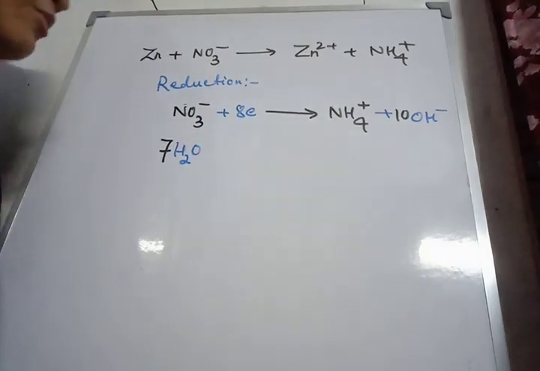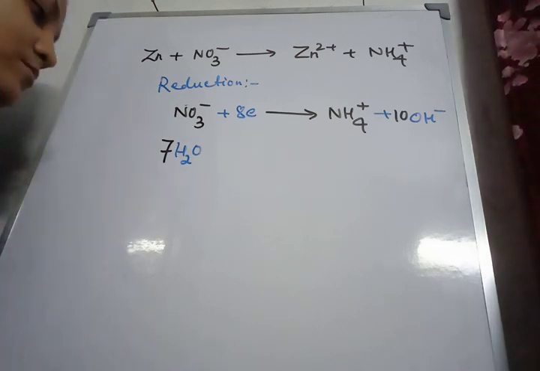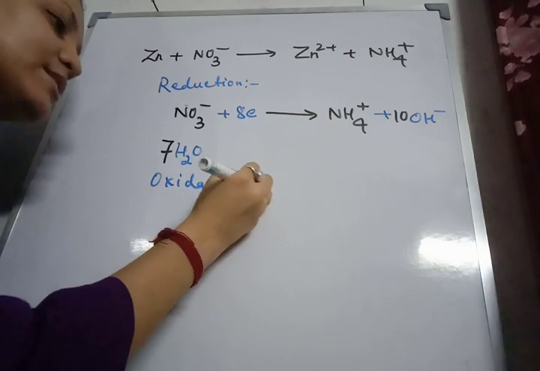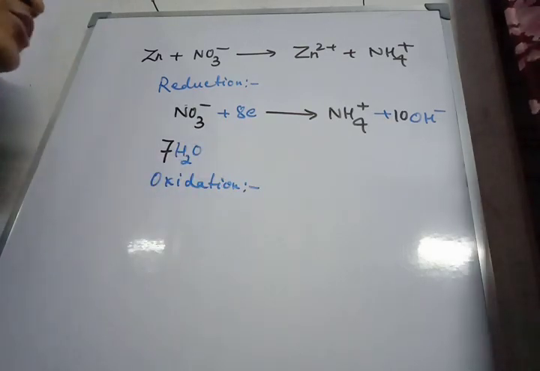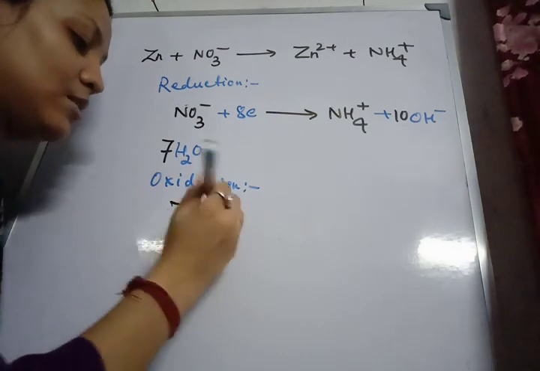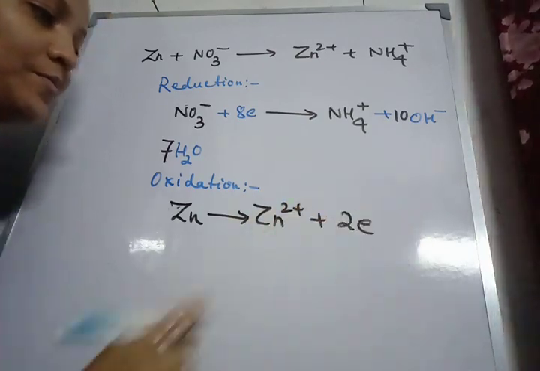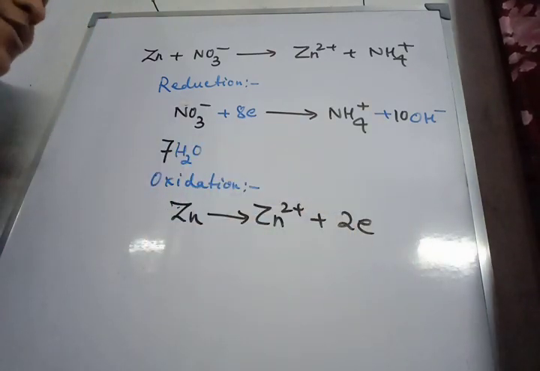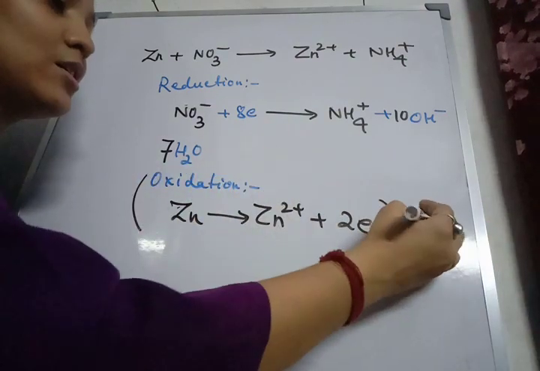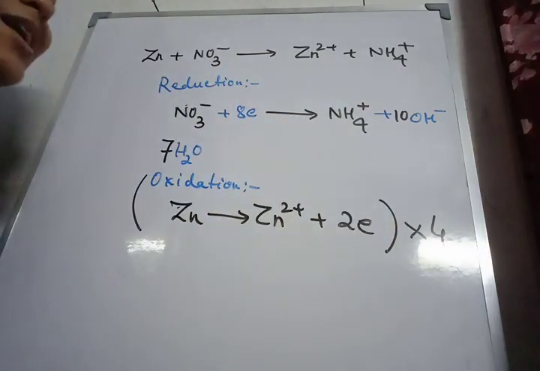Now I'll be moving to your oxidation half reaction. Oxidation half is zinc to zinc 2 positive ions, Zn arrow Zn2 positive plus 2 electrons. So this is balanced with respect to the oxidation states. Now we are going to multiply the oxidation half reaction by 4 so that the number of electrons in both the half reactions are equal.